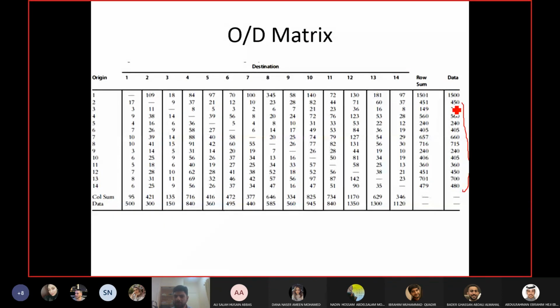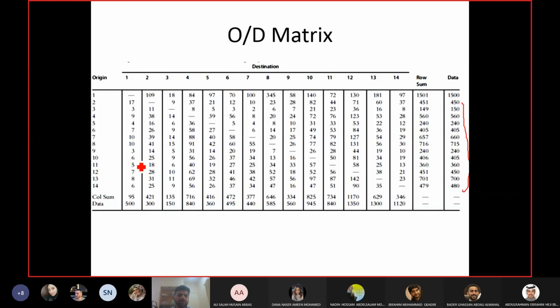Here the data was 450, you are getting 451, again no problem. The data is 150, you are getting 149. So this is the summation of these rows, and this summation should be the same as the number you are getting from the trip generation stage. Whatever number you are getting from the trip generation phase, it should be the same number. So you can see these numbers are very close to each other.